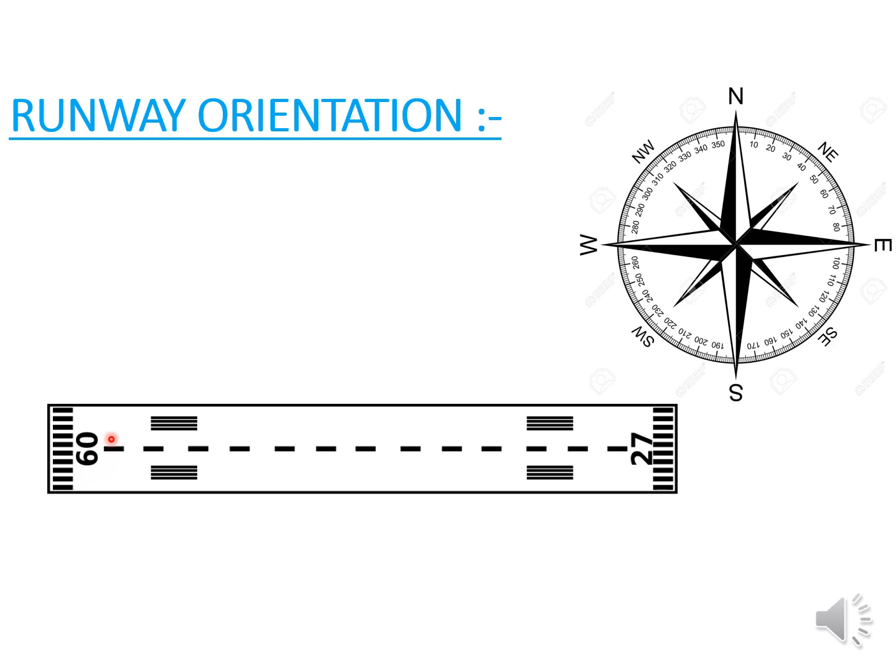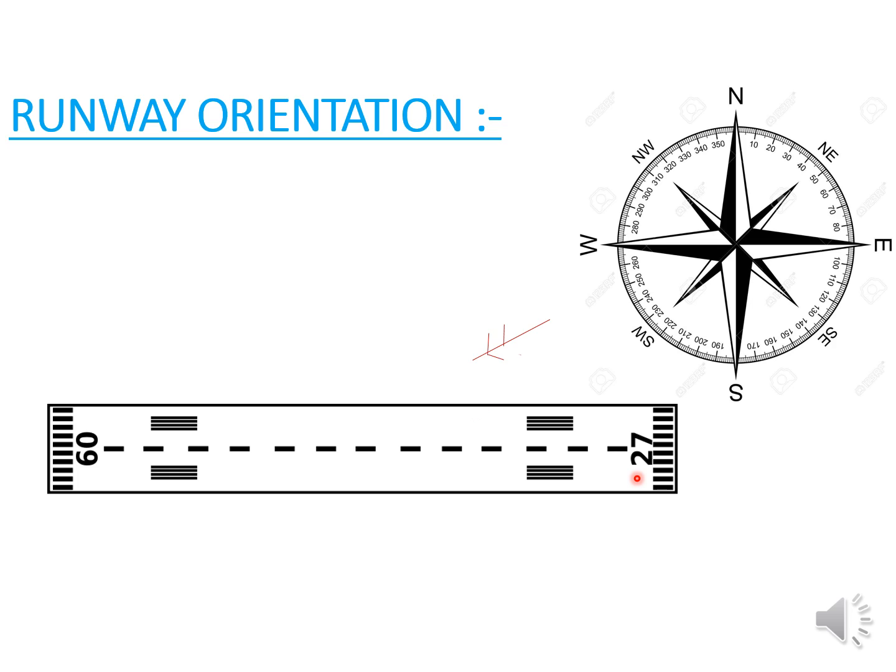So the first two digits we consider for the runway orientation marking. For example, here, the aircraft is taking off from runway 27 and the nose of the aircraft is pointing towards west, so approximately 270 is the heading of the aircraft. So we need to consider the first two digits, that is runway 27, for the runway orientation marking.